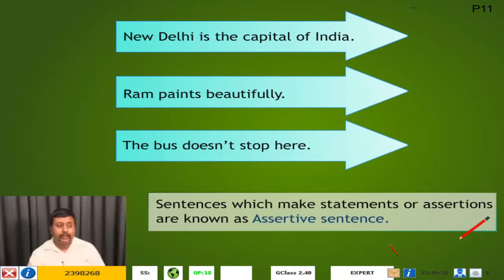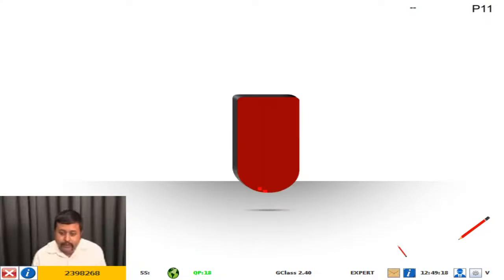So we saw four types of sentences. The first one was assertive. This kind of sentences will fall in the category of assertive sentences. Sentences that give information or make a statement or make an assertion. So this kind of statements are called assertive statements. What do we call them? Very good. We call them assertive sentences. Okay, moving forward.